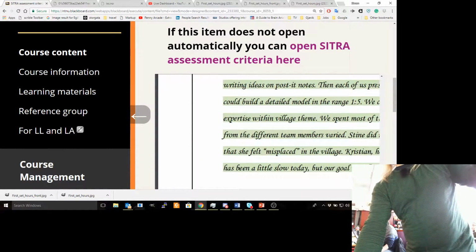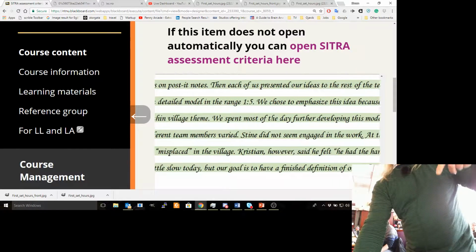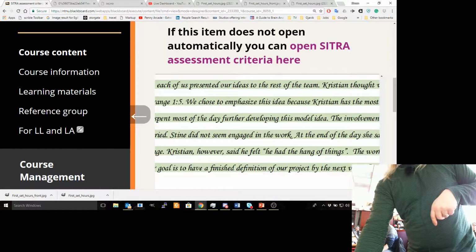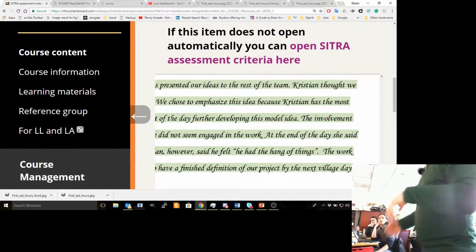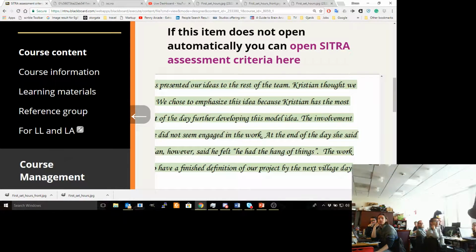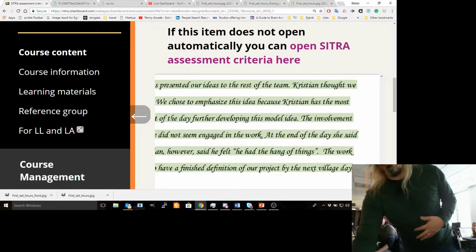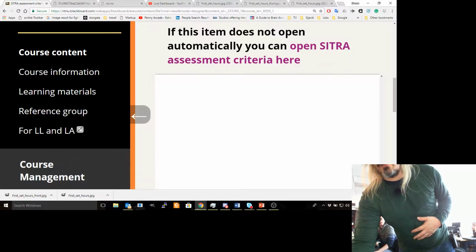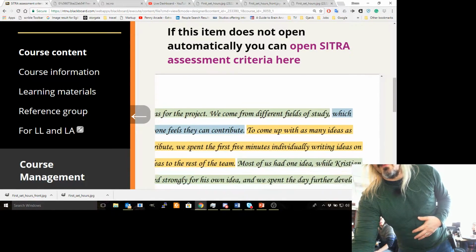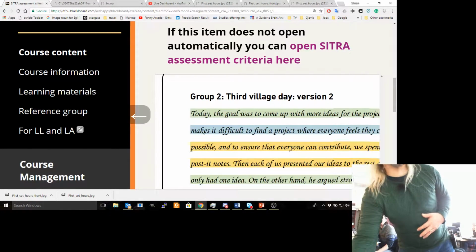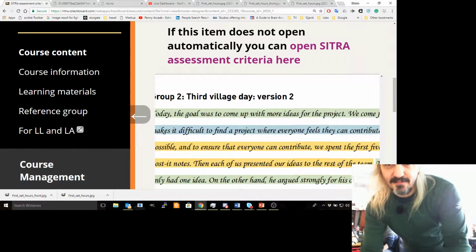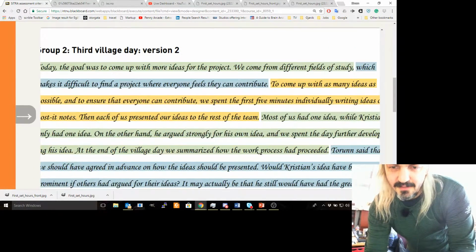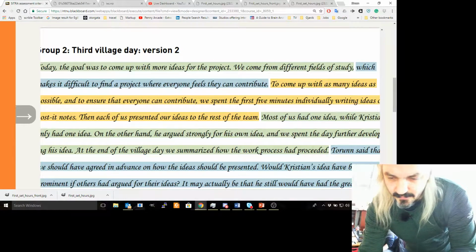And the idea is that at the end of the day, she said she felt misplaced in the village. Christian, however, said he felt he had the hang of things, right? So they're just describing what people see. Right? They then have a second reflection, which they write in more detail, where they now have multiple colours. And I'll try and get that to go to the side. Is this quite wide enough? No, so Control minus.